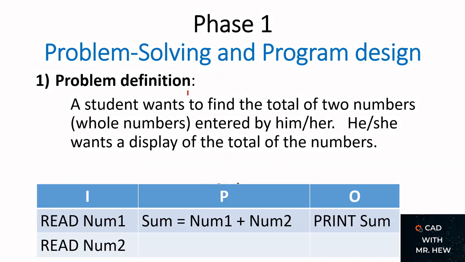Step 1, which is problem definition. A student wants to find the total of two numbers, which are whole numbers, entered by him or her. He or she wants a display of the total of the numbers. And here we have the input, the processing, and the output.